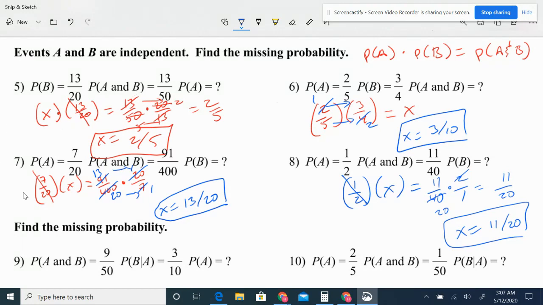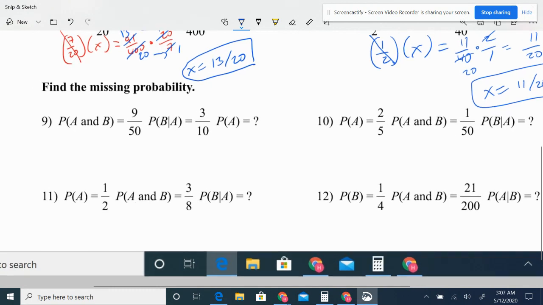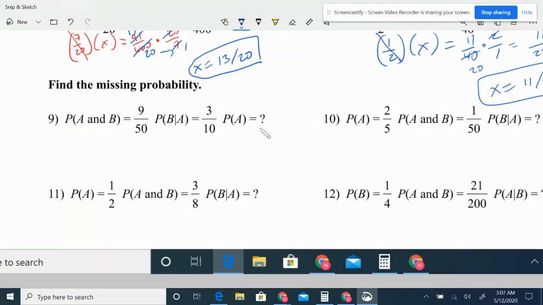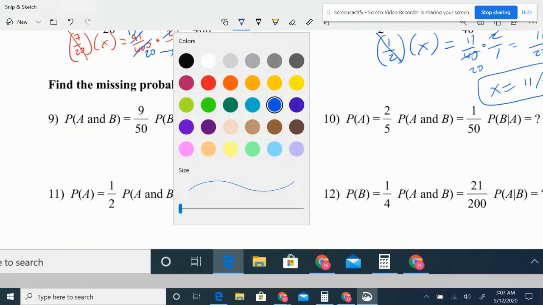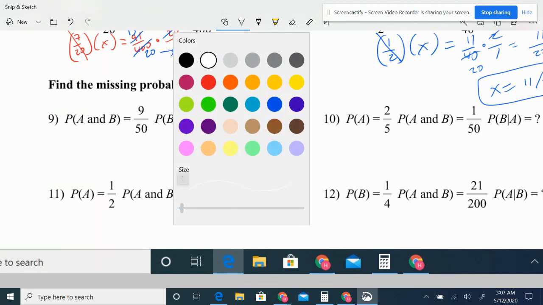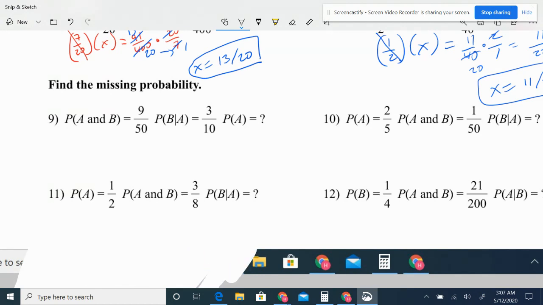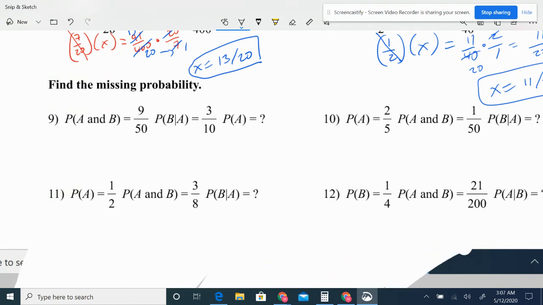Now, what if I'm not told the events A and B are independent? What if I'm not told they are independent? What if I'm just told find the missing probability? All right, let me give myself some room at the bottom. Now here, I'm going to use two different cases. Depends on the information that I'm given. For space purposes, I'm going to write the formula here at the bottom.